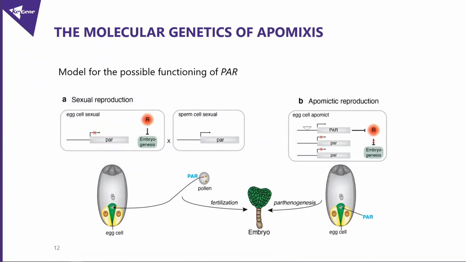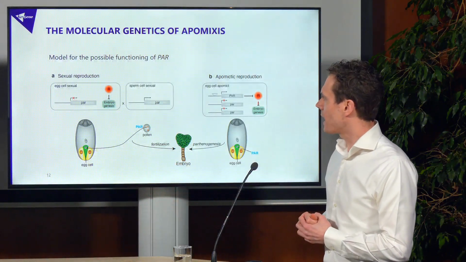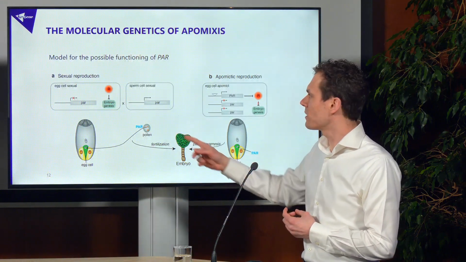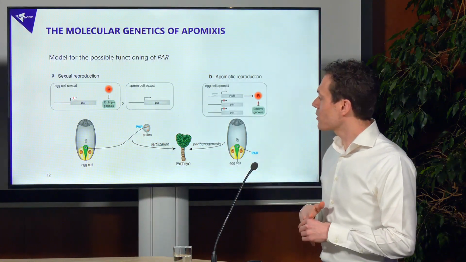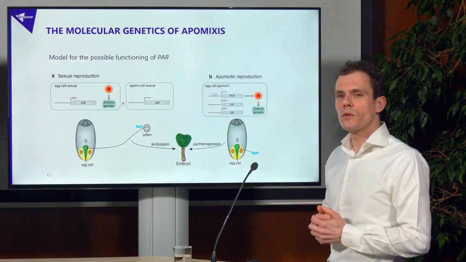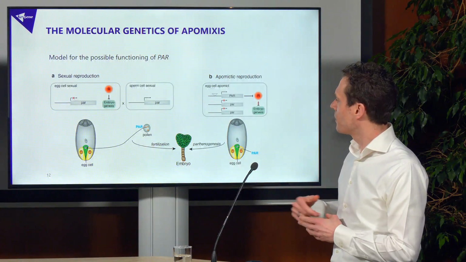So how then would this all work? We have come to the following model for the functioning of the parthenogenesis gene. In a normal sexual plant, embryogenesis is suppressed in the egg cell because it is waiting to be fertilized. And there is a repressor present for embryogenesis. The sperm cell then carries transcripts or proteins of the parthenogenesis gene to the egg cell, and when they fuse to form the zygote, this triggers the formation of the embryogenesis program in the embryo.